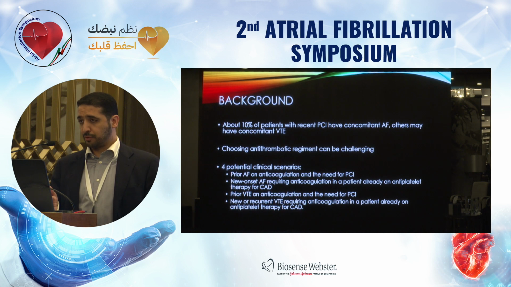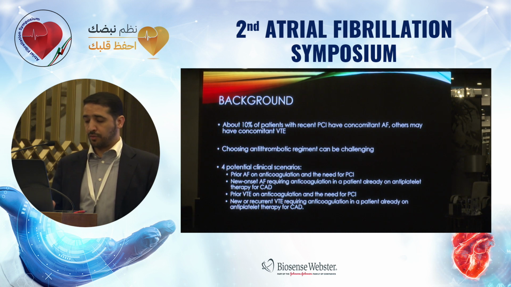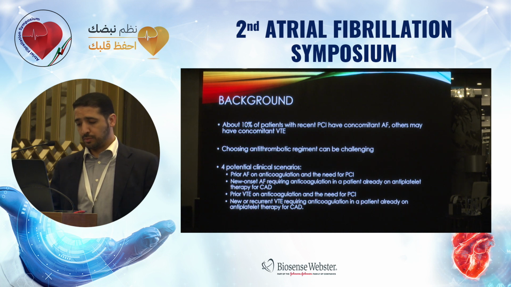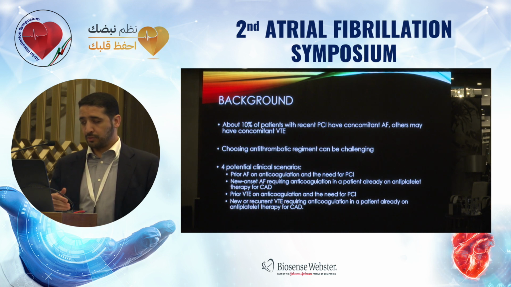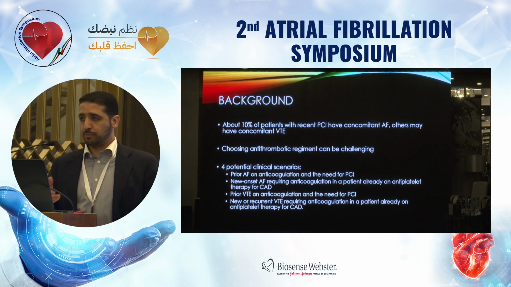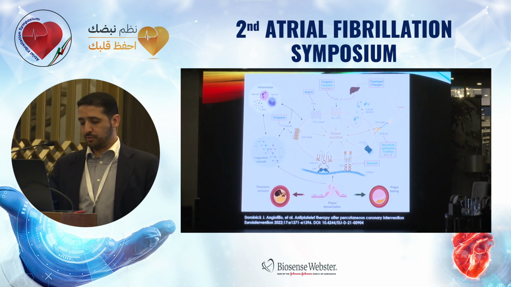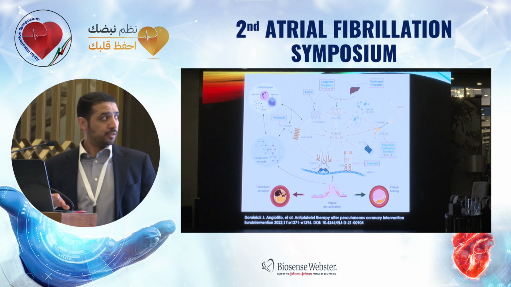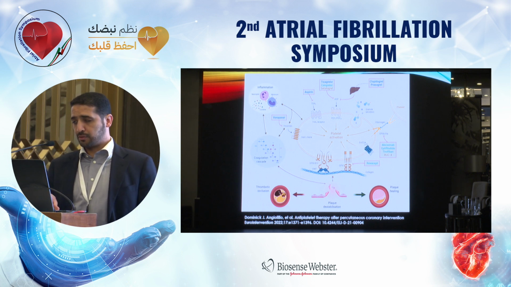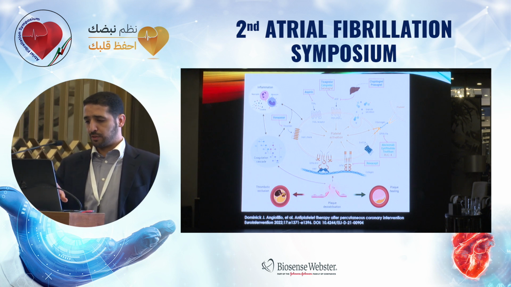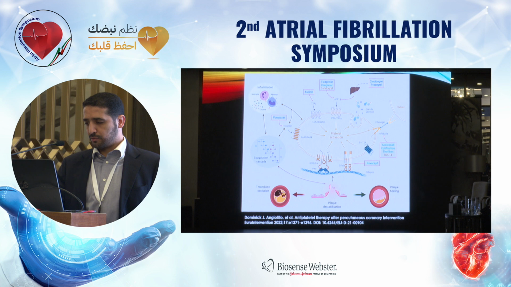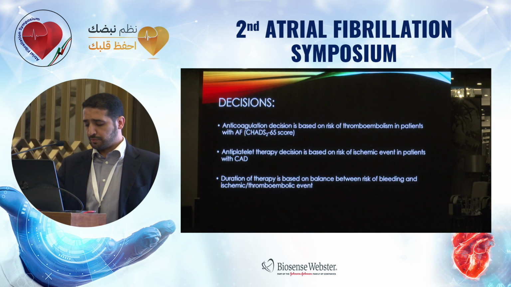You can have prior AFib, and then the patient comes with ACS or stable angina needing a stent. You can have a new onset AFib in a patient who's taking dual antiplatelet therapy. You can have a patient who has VTE and will need a stent, or a patient who develops VTE and is already on dual antiplatelet therapy. This is a very busy slide. It's about the interplay between the platelets, the receptors, the inflammation, the coagulation, and each medication. For time's sake, I will just skip this, but there is the reference here if anybody wants to share it.